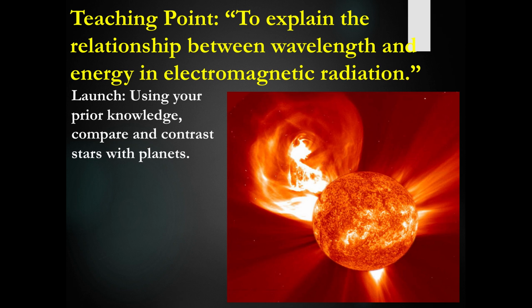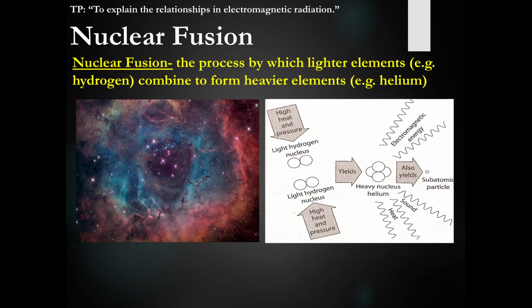Comparison: these are celestial features in space. So these are just celestial bodies that take up volume in space. All right, let's begin. So let's copy this down. Nuclear fusion: the process by which lighter elements, for example hydrogen, combine to form heavier elements, for example helium.